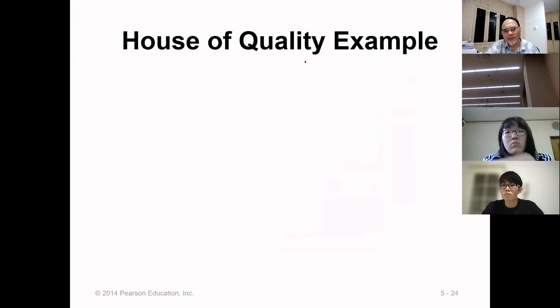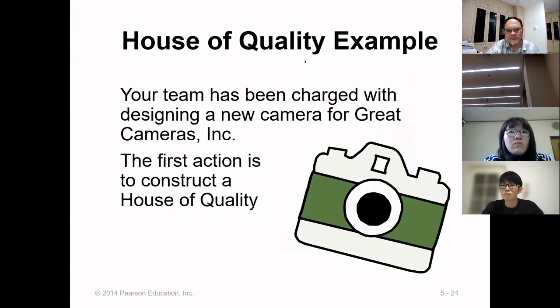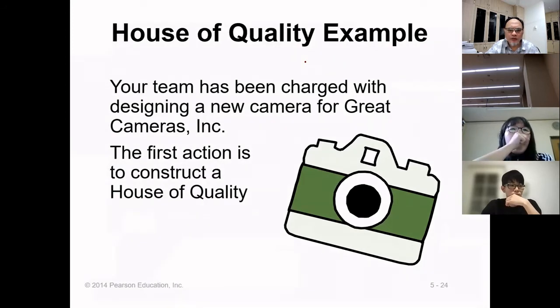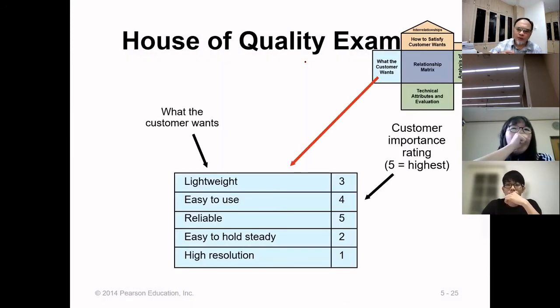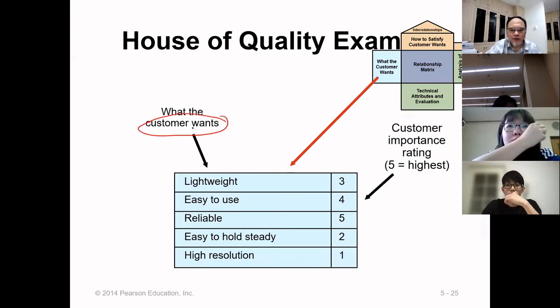Just a simple example. Your team has been given the responsibility to design a new camera. Very simple. It's not the detailed characteristics, but just a simple example. So you want to construct the house of quality. What we do is we get the so-called customer wants, they say it must be lightweight, easy to use, reliable, and so on.